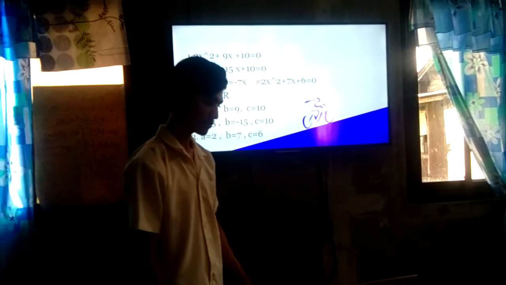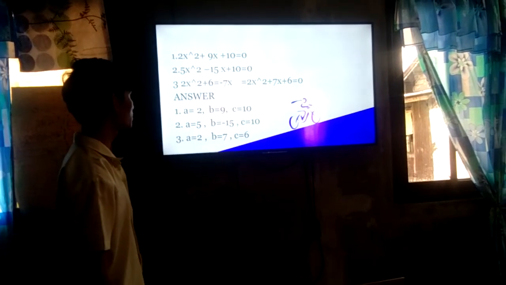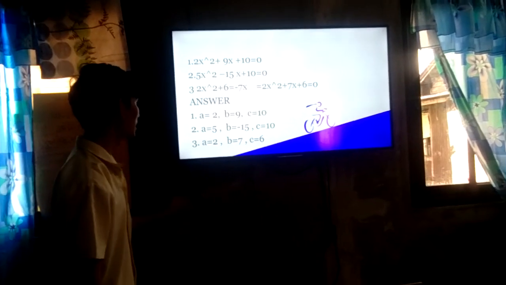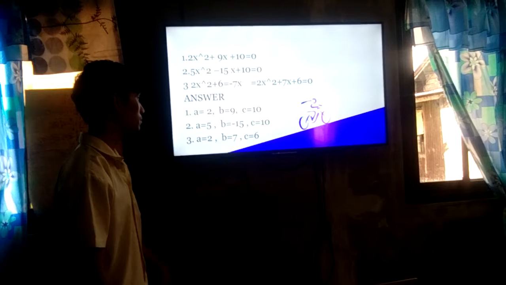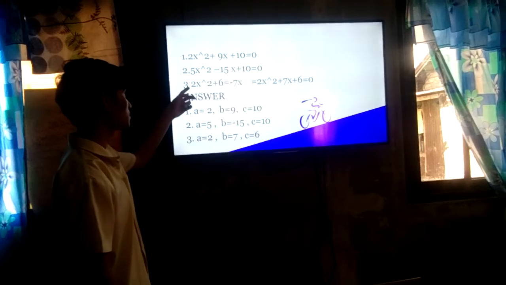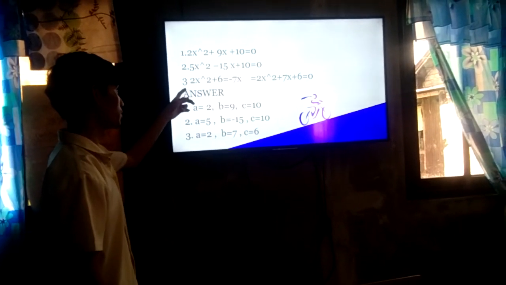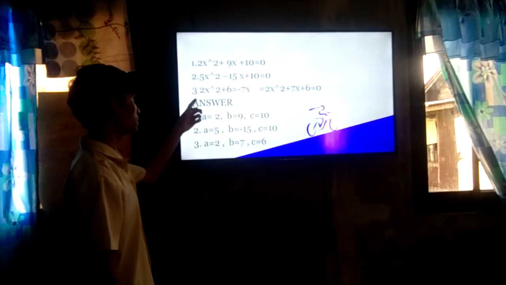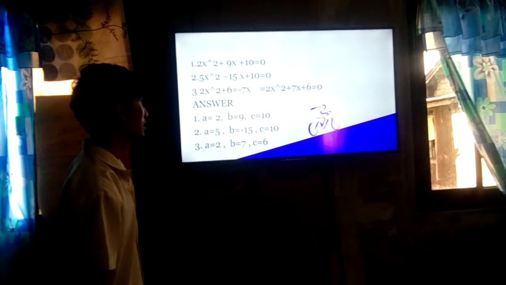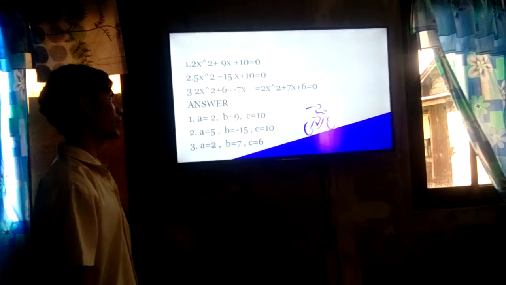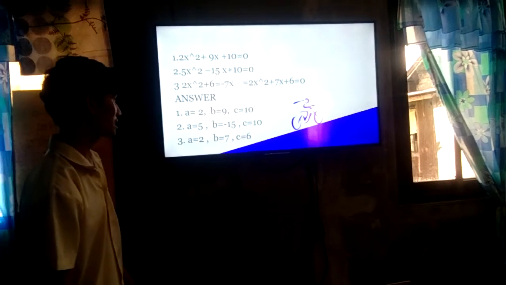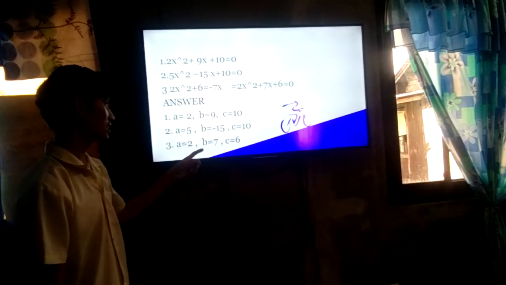Okay, let's check. The answer to number 1 is a is 2, b is 9, c is 10. And number 2, a is 5, b is negative 15, and c is 10. Number 3, this is not the right standard form, but this is a quadratic equation we can fix. So the standard form of this equation is 2x squared plus 7x plus 6 equals 0. So the answer is a is 2, b is 7, c is 6.